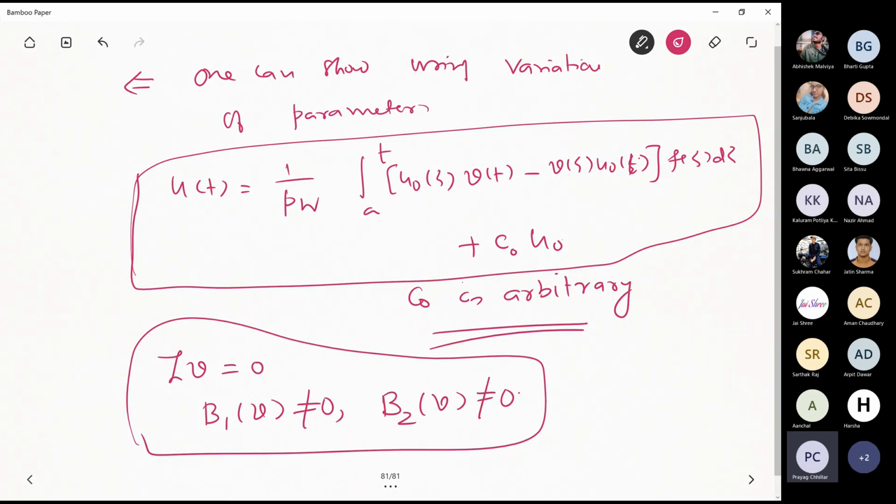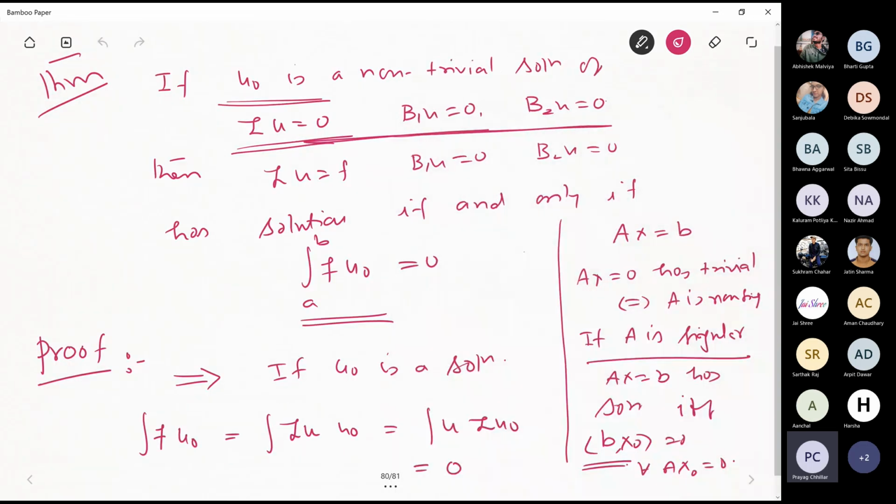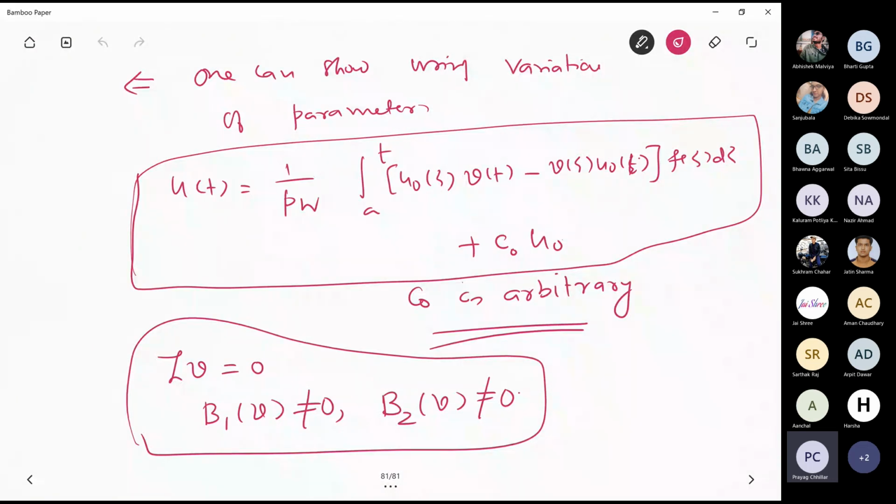This is what we see in the case of matrix systems also: if you have a singular matrix, then either the solution exists and there are infinitely many solutions, or there are no solutions. It's precisely the case here. A solution exists if and only if that orthogonality condition is true, and all the solutions can be written in this form, where c0 is an arbitrary constant. So that gives infinitely many solutions.